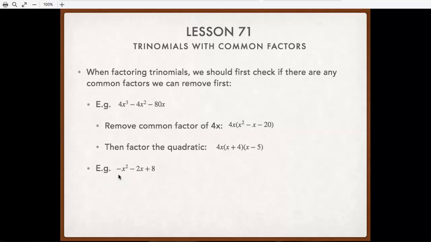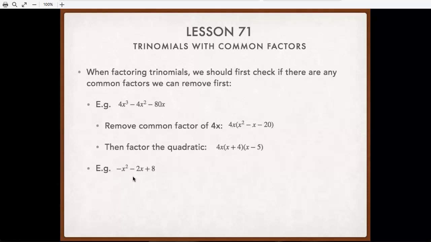Another place where we might want to make sure we factor out a common factor first is if we have a negative coefficient on that first term where the variable is squared. Really, we would like to keep these negatives out of the first term. So even though it might not look like there's a coefficient, remember the negative sign means times negative 1.